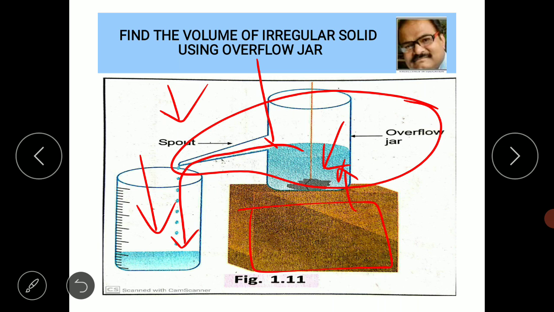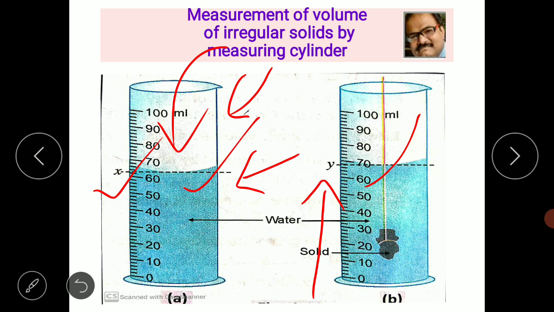So in this way, my dear children, we can find the volume of an irregular solid using the overflow jar or using the measuring cylinder. So today this much only. We will meet again in the next class.